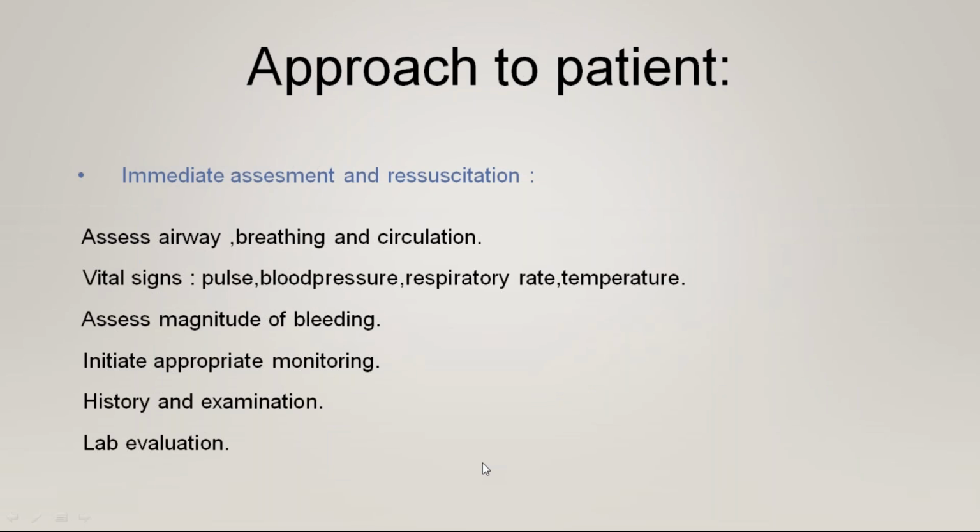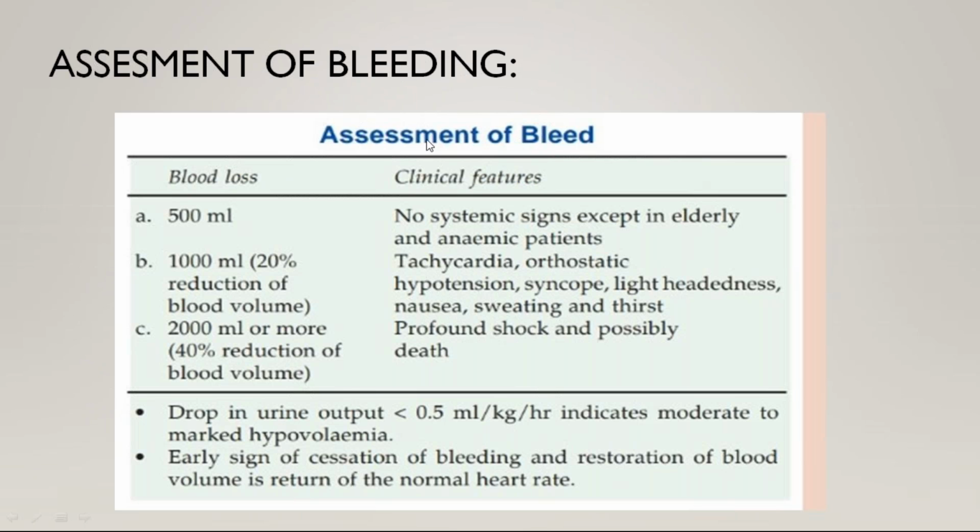So immediate assessment and resuscitation: assess the airway, breathing and circulation, monitor the vital signs like pulse, blood pressure, respiratory rate and temperature, assess the magnitude of bleeding, and initiate appropriate monitoring, history and examination, and lab evaluation. So assessment of a bleed. So symptoms and volume of blood loss. When there is a 500 ml blood loss there are no systemic signs and symptoms except in elderly patients and anemic patients. Anemic patients manifest with the 500 ml loss of blood, whereas in young patients there will be no manifestations.